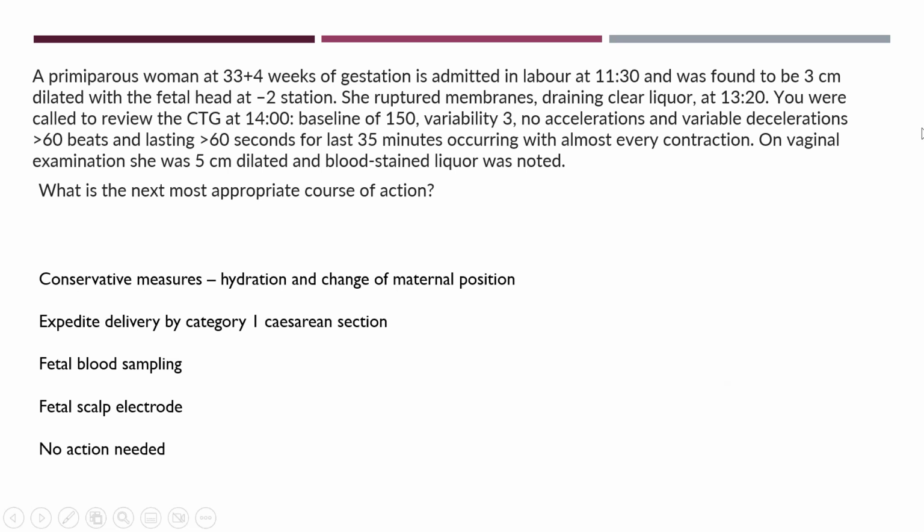This is the way you will get the questions, and you have to find out what is happening. What is the category of the CTG, and what is the scenario? Here the baseline heart rate is fine, variability reduced, no acceleration, variable deceleration of more than 60 beats per minute, lasting for more than 60 seconds, for the last 35 minutes, coming with every contraction. That means more than 50% of contractions, persistent for more than 30 minutes. So these are abnormal features, which make the CTG pathological. With a pathological CTG, now she's only 5 centimeters with blood stained liquor that can indicate an abruption, so you need to expedite the delivery by category 1 cesarean section.